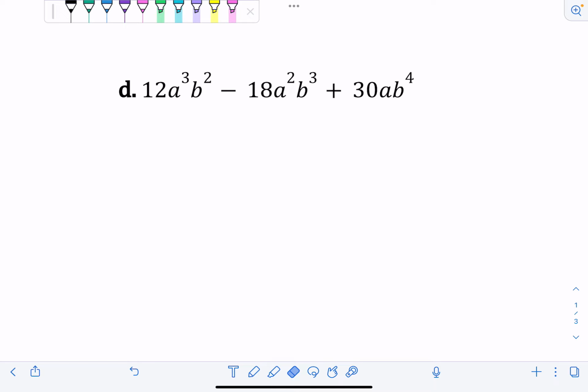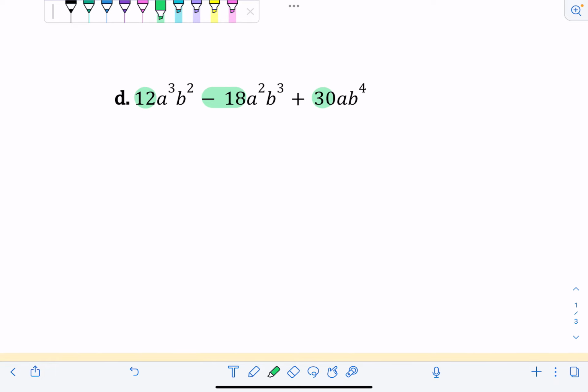Okay, and then D, this one has a whole lot going on. So 12a cubed b squared minus 18a squared b cubed plus 30ab to the fourth. So we'll take it piece by piece. We'll start with the coefficients and then the a's and then the b's. So the coefficients, those are the numbers in front, 12, negative 18, and 30.